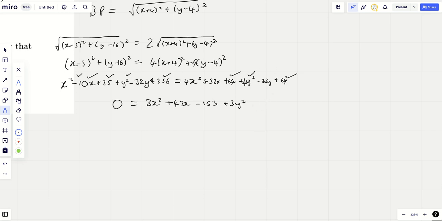And then I'm going to be completely losing the 32y's by adding 32y. Oh, I've dealt with this one, I've dealt with this one. So it looks like it's all been dealt with. Okay, cool. Divide it all by 3.